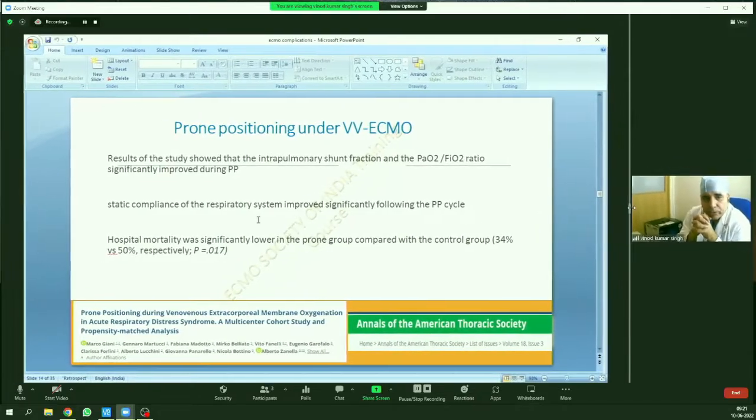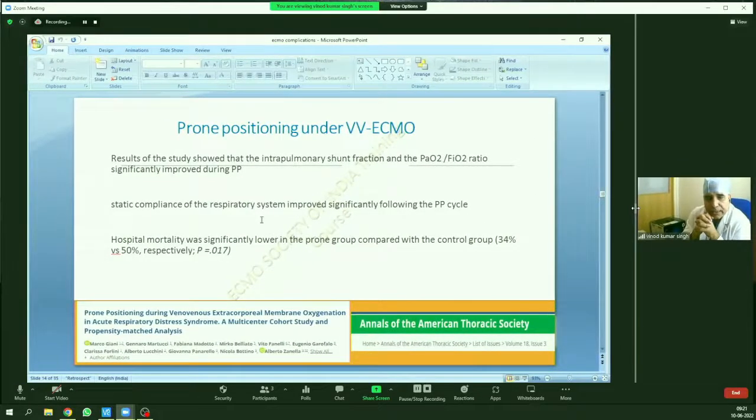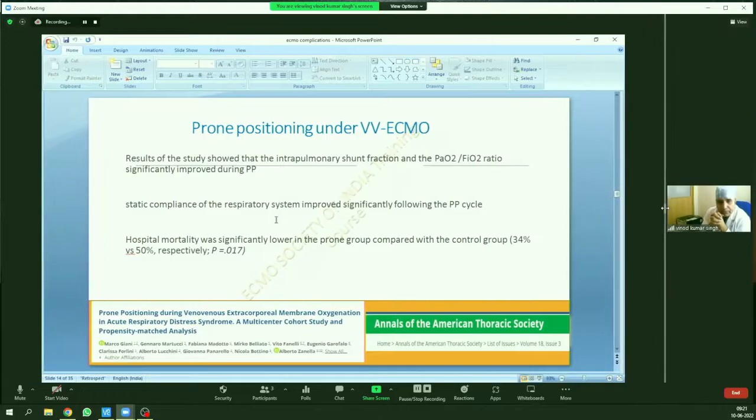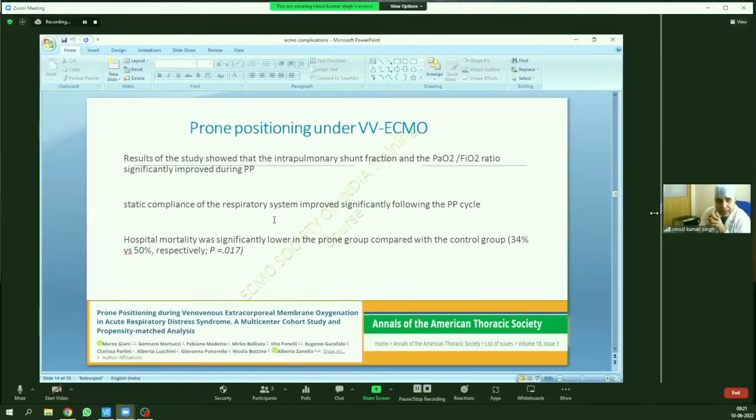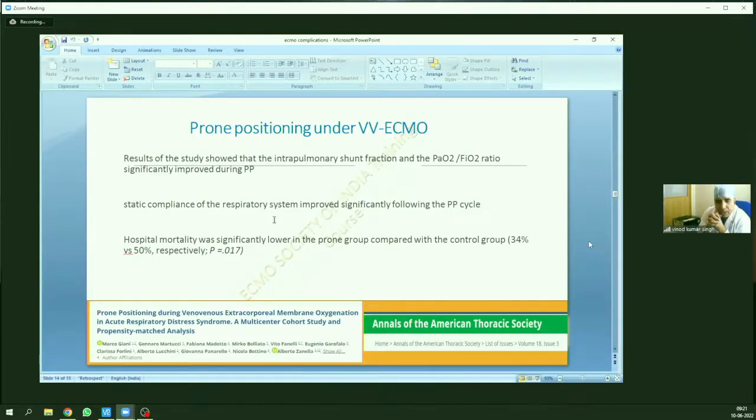There are papers which have shown that the prone position is quite effective and safe in ECMO patients, and might have an impact on the survival of the patient. So those patients who are not maintaining on the supine position with hypoxemia, we can go for a prone position in such patients.